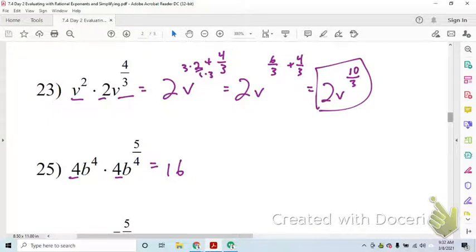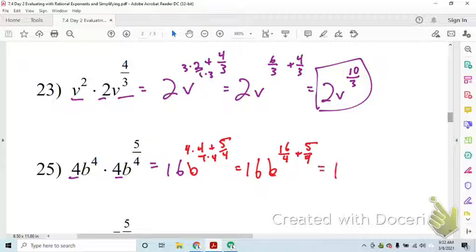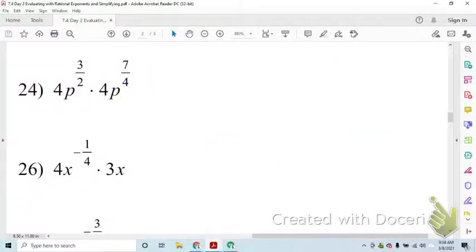Now over here, we would have b to the 4 plus 5/4. So it's 4 over 1. So then I'm going to multiply by 4 to get the common denominator. So it's still going to be 16b, but now it's going to be 16/4 plus 5/4. So it's going to be 16b to the 21/4, because 16 plus 5 is 21. And there's that.